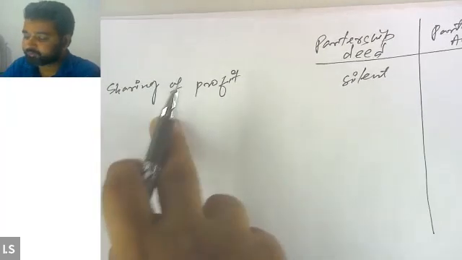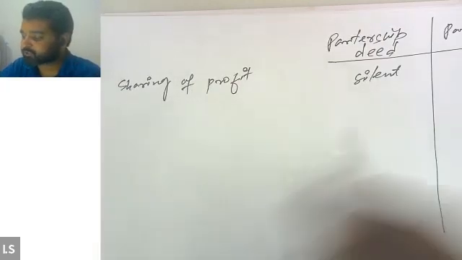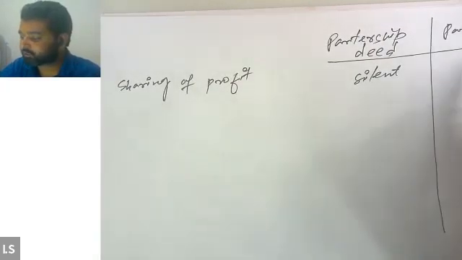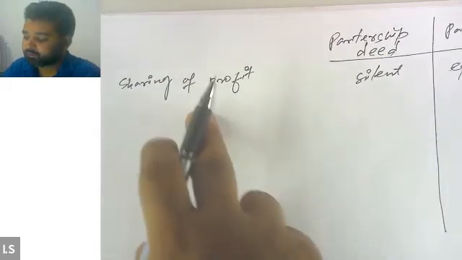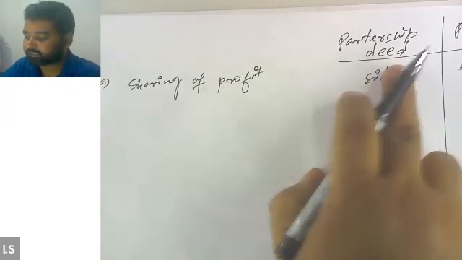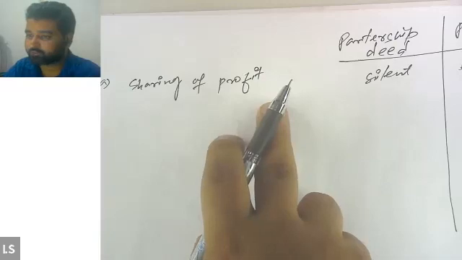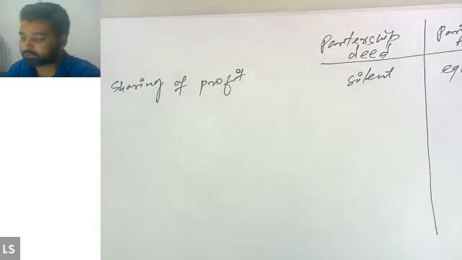So if how profit will be shared among the partners is not discussed, then in such a situation, Partnership Act 1932 says that it should be divided among the partners in the equal ratio. All right. If the partnership deed is silent about sharing of profit, then it will be shared equally, and it is given under the Partnership Act 1932.